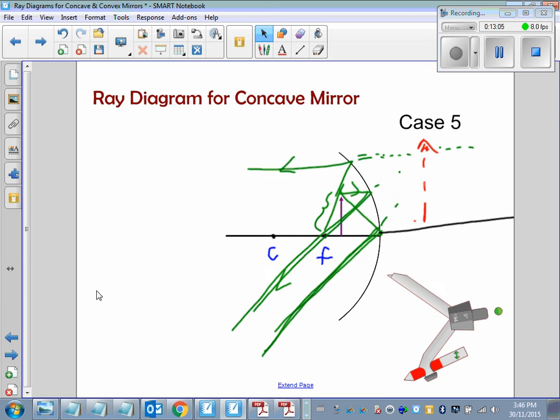So let's go through SALT. First of all, in terms of size, the image is bigger than the object. In terms of attitude, it is upright, not inverted. In terms of location, it is behind the mirror. And in terms of whether it is a true image or not, it is a virtual image. It's the only one that's a virtual image, and that is when the object is placed inside the focal length.